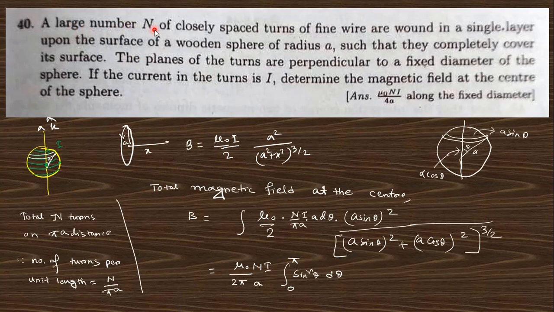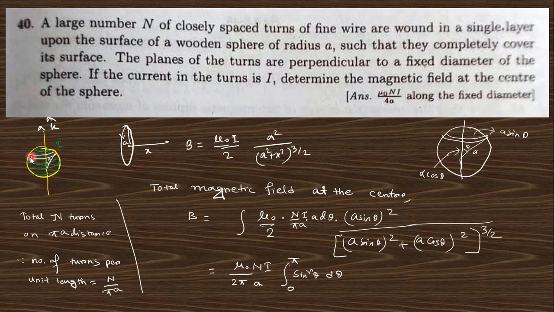A large number n of closely spaced turns of fine wire are wound in a single layer upon the surface of a wooden sphere of radius a. This is a wooden sphere of radius a and the wire covers the sphere completely. The planes of the turns are perpendicular to a fixed diameter of the sphere. The current is I. Determine the magnetic field at the center.